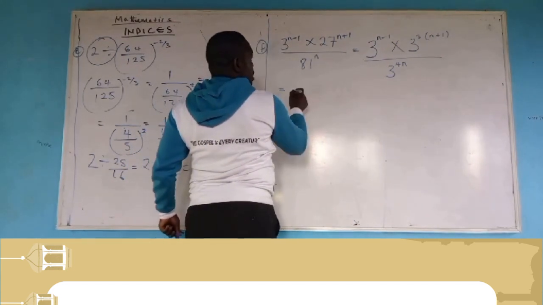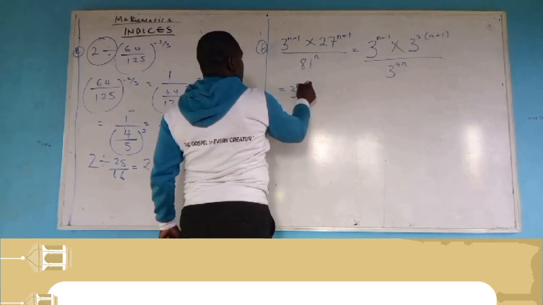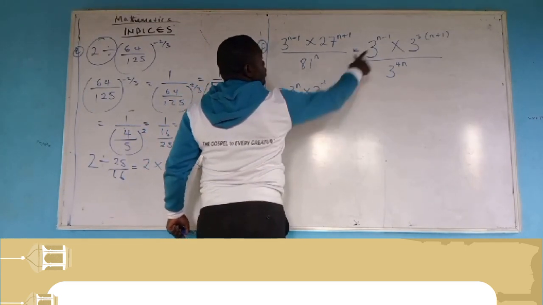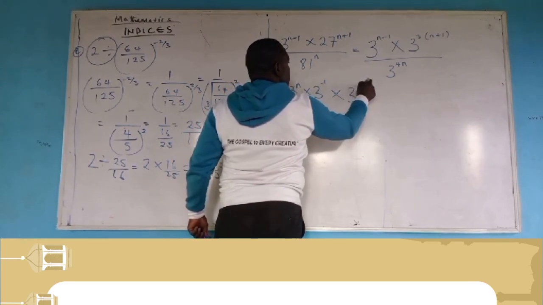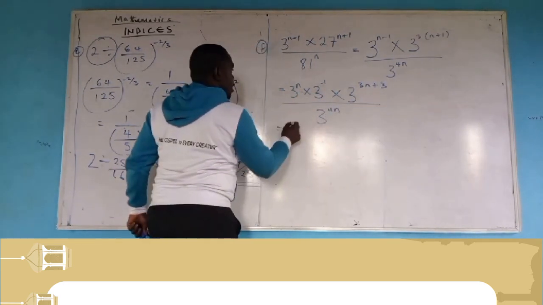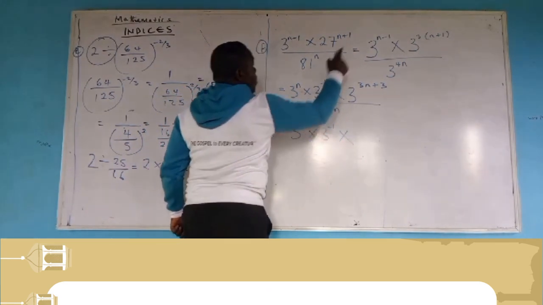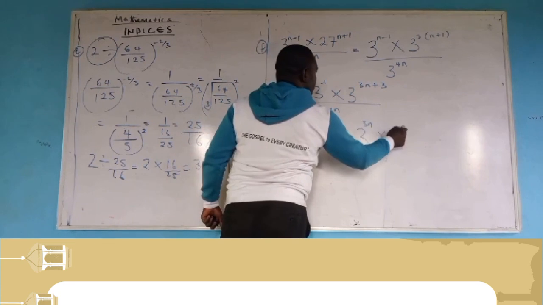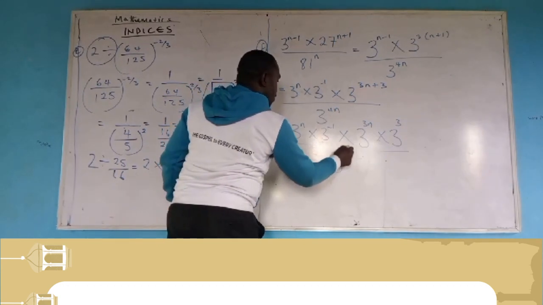Come down and ask yourself, what can you do there? So you have 3 raised to power n minus 1, and from here we have 3n plus 3, over 3 raised to power 4n. And so I have this. Now look at this now. I will split this 2. I will have this. And then I will split it from the law of indices, law of multiplication. Then I will have this.